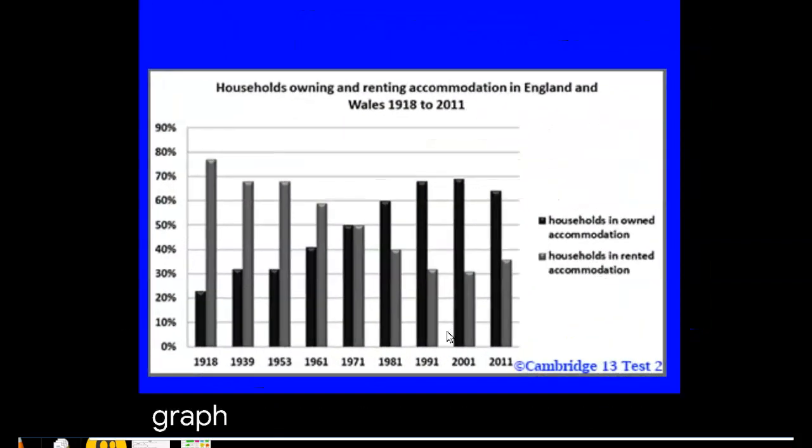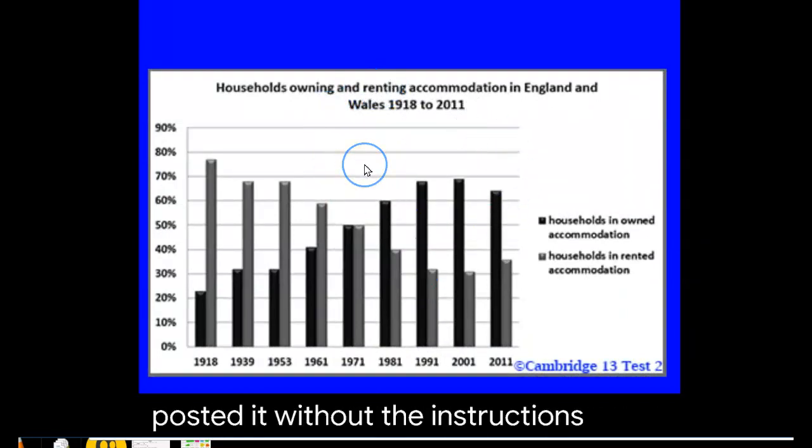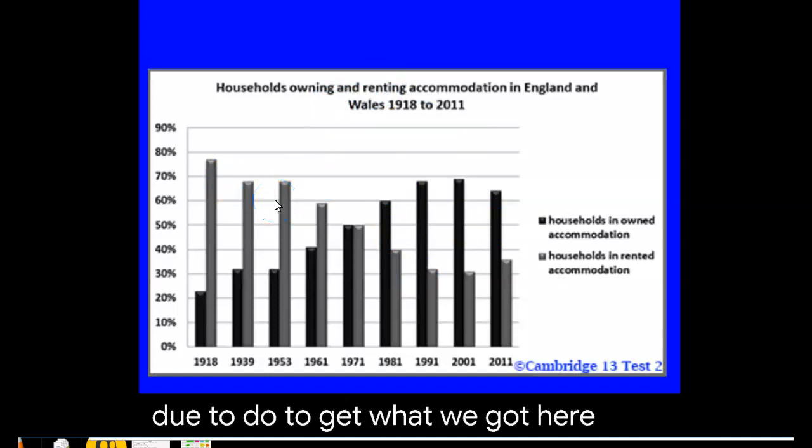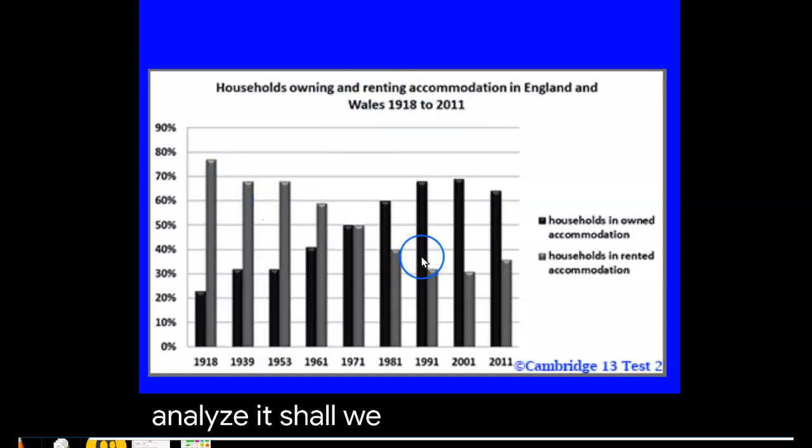Okay, so here's the graph in question. Again, this is how he posted it without the instructions part. Okay, what do we got here? Let's analyze it, shall we? When we analyze something like this, we want to first get a feel for what it is that we're looking at. Okay, households. What's a household? It's not a house. A household is a group of people, a family.